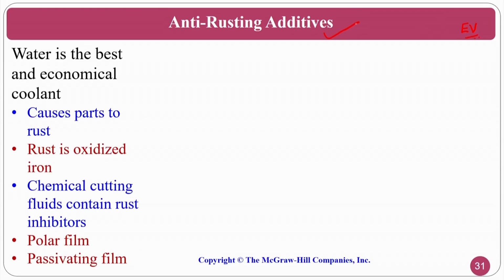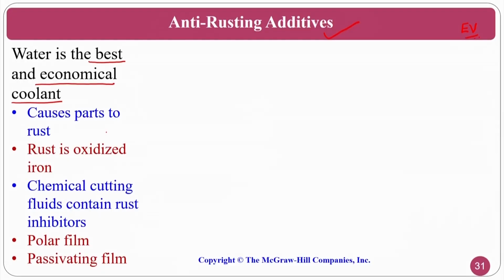Water is the best cooling as well as economic coolant. It is one of the best because the convective heat transfer coefficient is high compared to normal mineral oil based cutting fluids. At the same time, abundant water is there in the world, so it is economic as well as the best cooling component in the cutting fluid. But it causes parts to rust, in the form of oxidized iron. Normally the iron-based workpieces will be rusted.